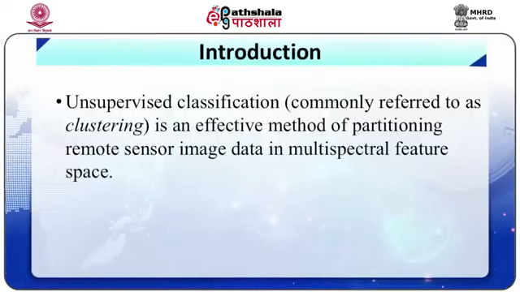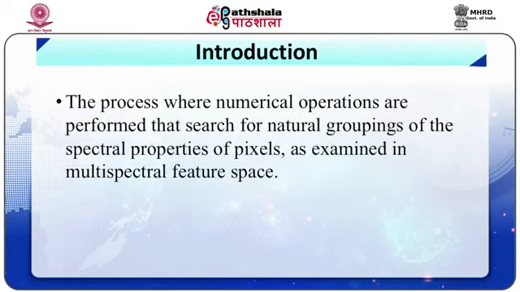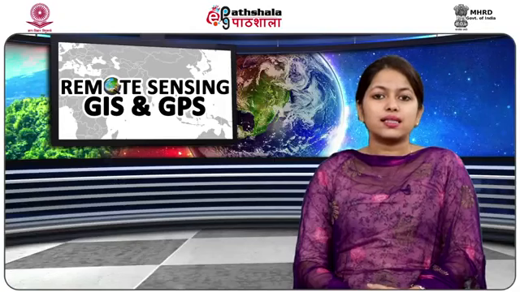Unsupervised classification, commonly referred to as clustering, is an effective method of partitioning remote sensor data in a multispectral feature space and extracting land cover information. Compared to supervised classification, unsupervised classification normally requires only a minimal amount of initial input from the analyst. This is because clustering does not normally require training data. It is a process where numerical operations are performed that search for natural groupings of the spectral properties of pixels, as examined in the multispectral feature space. The clustering process results in a classification map consisting of m spectral classes.